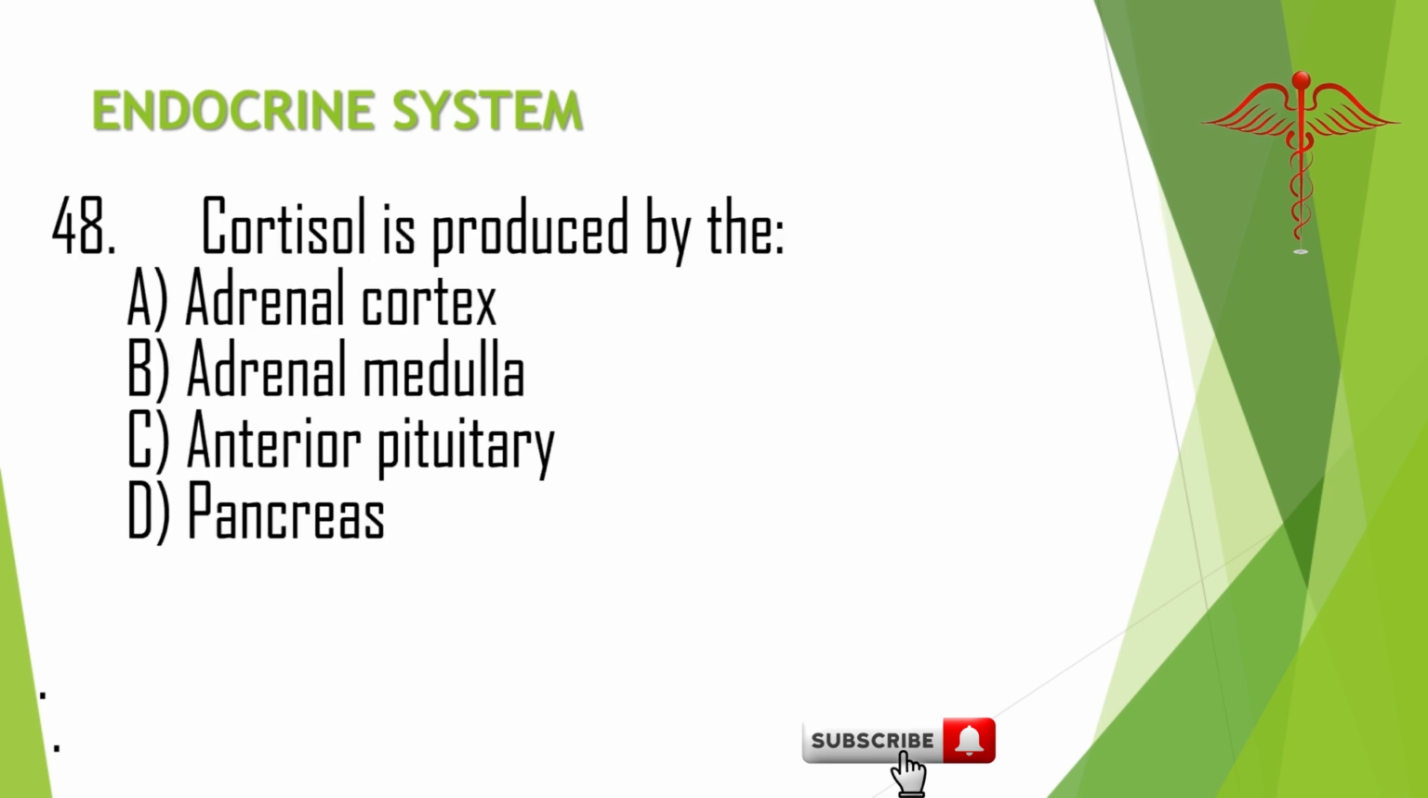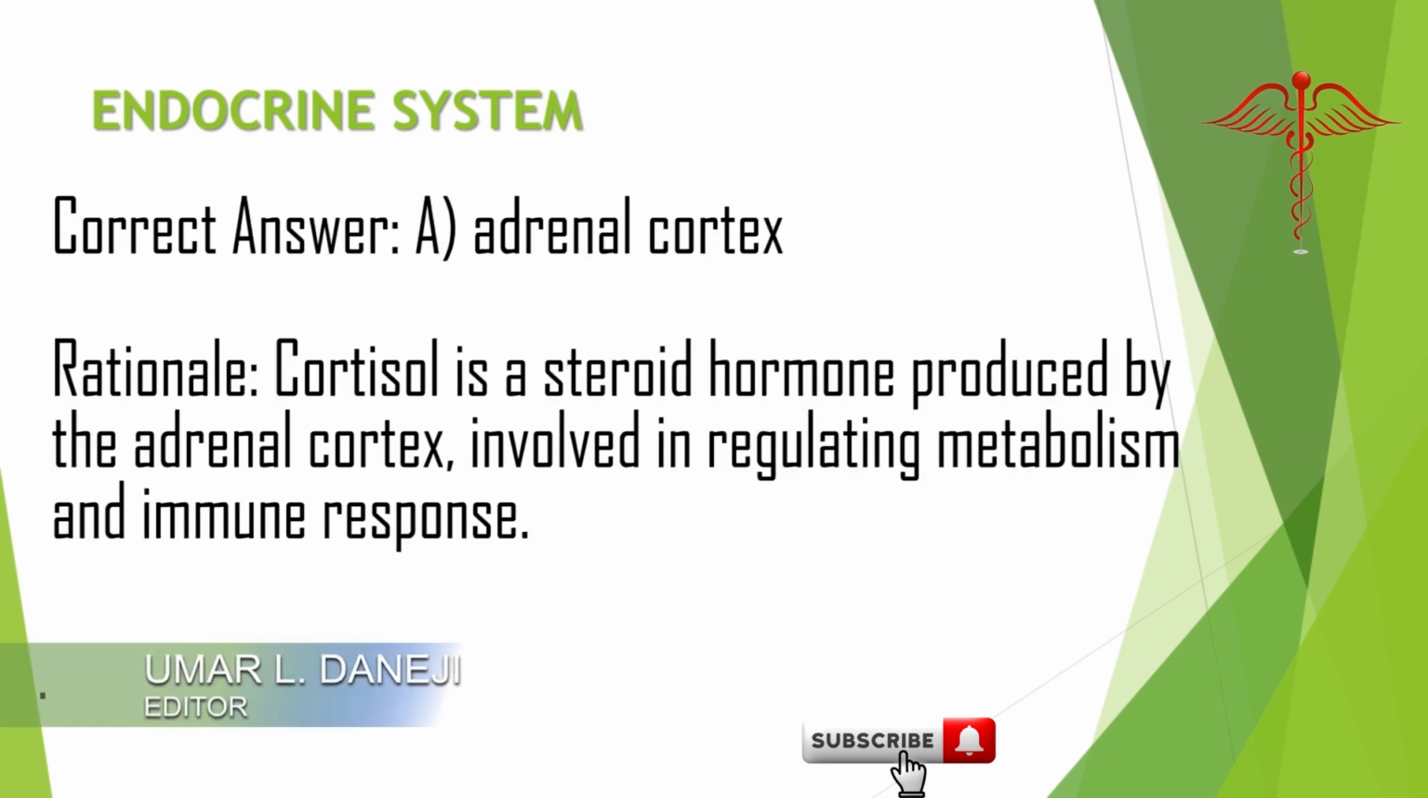48. Cortisol is produced by the A. Adrenal cortex. B. Adrenal medulla. C. Anterior pituitary. D. Pancreas. Correct answer: A. Adrenal cortex. Rationale: cortisol is a steroid hormone produced by the adrenal cortex, involved in regulating metabolism and immune response.